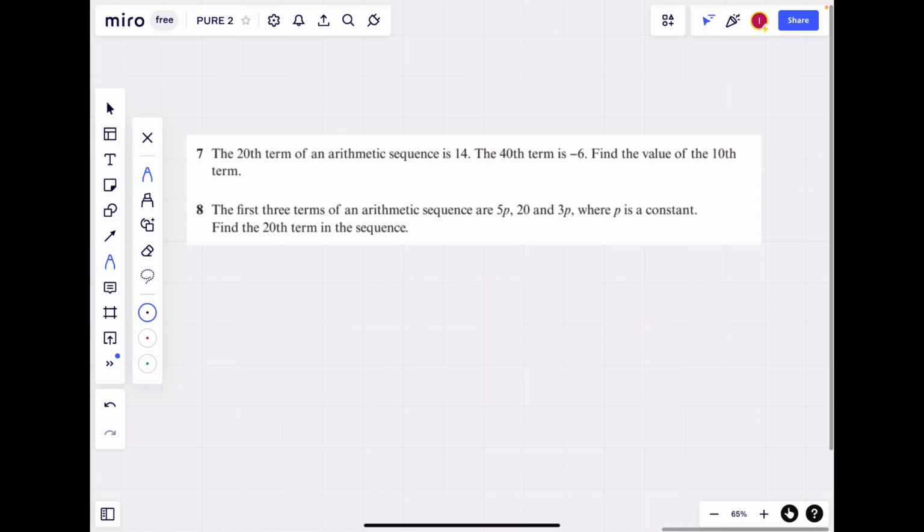Okay, so question 7. The 20th term of an arithmetic sequence is 14. So U20 equals 14. The 40th term is minus 6. Sorry, U40 equals minus 6. We want U10. Okay, so here is how we can work out U10.